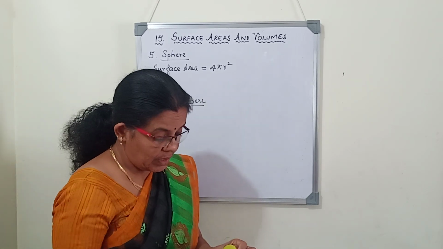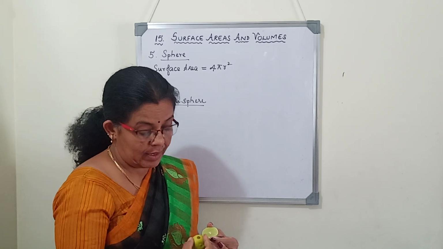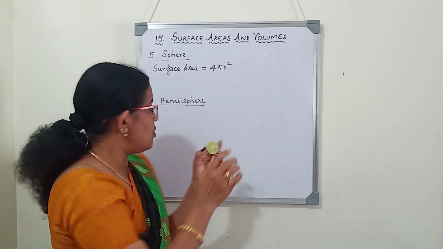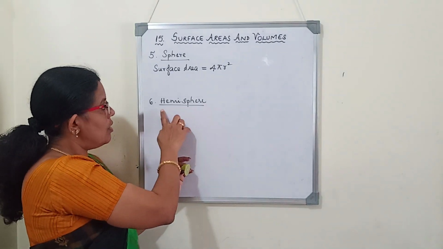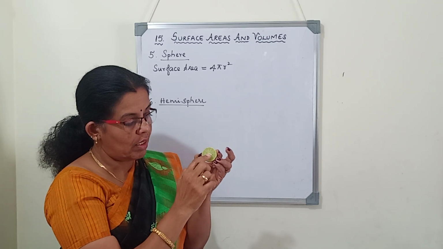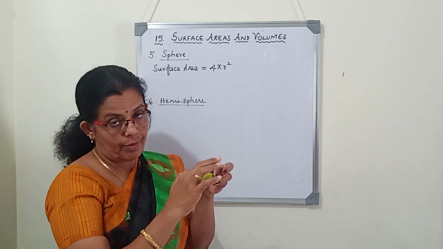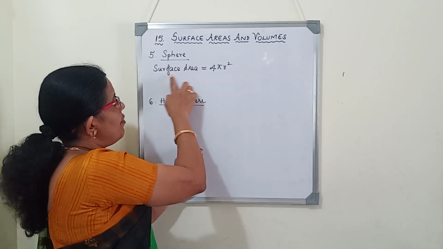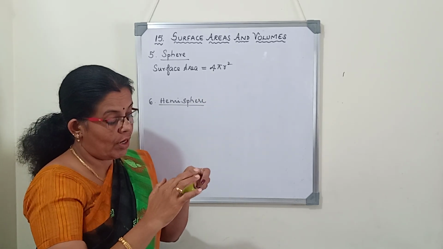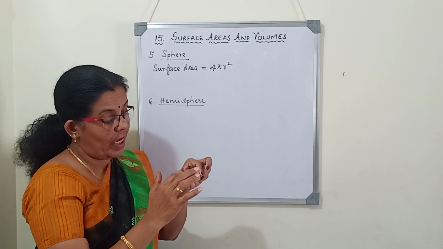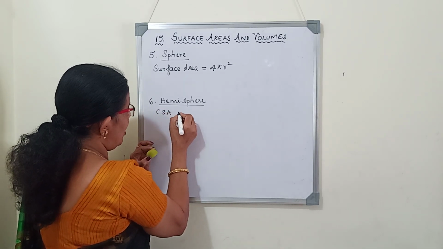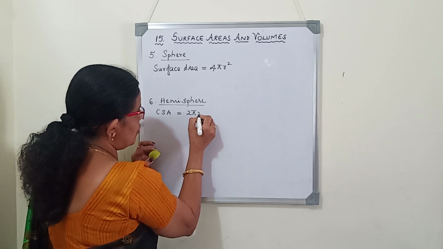See, if I cut this lemon into 2 pieces, each one is in the shape of a hemisphere. So now we will see the hemisphere. A hemisphere has 2 surfaces: one flat circular surface and one curved surface. Now if the surface area of a sphere is 4 pi r square, what will be the surface area of this part? Only half of that. So it will be 2 pi r square. So CSA of a hemisphere is 2 pi r square.